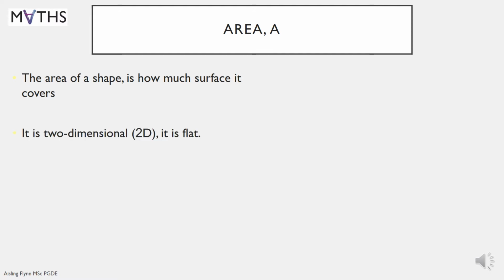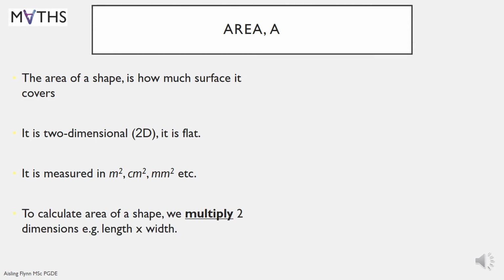Now we move on to area. Area. So the area of a shape is how much surface it covers. It's a measure of two-dimensional space, and it is flat. So if you look at the top of a desk or a table, what size is that? What is that flat surface? It is measured in meters squared, centimeters squared, millimeters squared, etc.